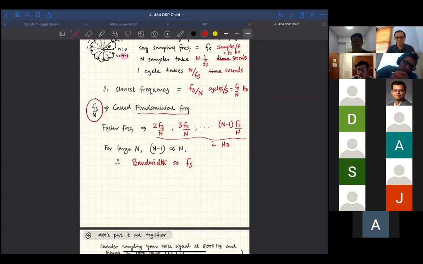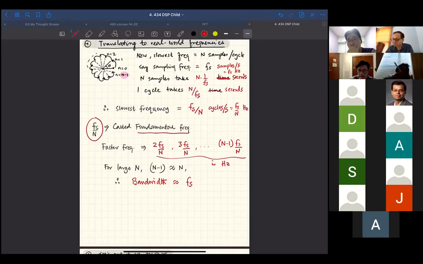Okay, so summary sentence. I am sampling the signal at Fs. That means I have decided the basis vectors for my rotations. And my basis vectors are 0, Fs by n, 2 Fs by n, 3 Fs by n, 4 Fs by n, and so on till n minus 1 times Fs by n, which is pretty much Fs for large n. Now ask me all the questions.